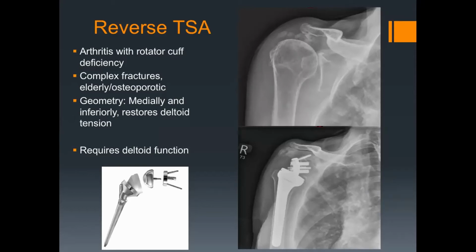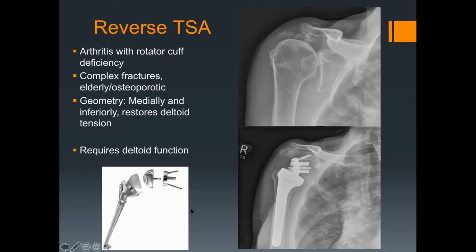And the benefit of this is that you realign the geometry of the shoulder. You medially and inferiorly migrate the center of rotation, and what this does is restore tension on the deltoid and augment deltoid function.